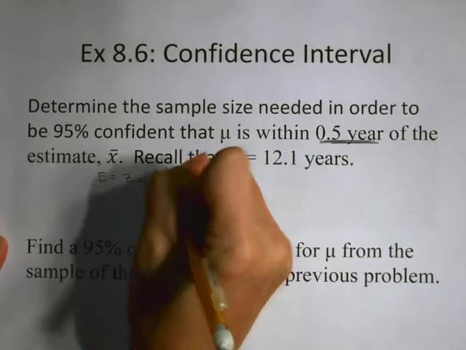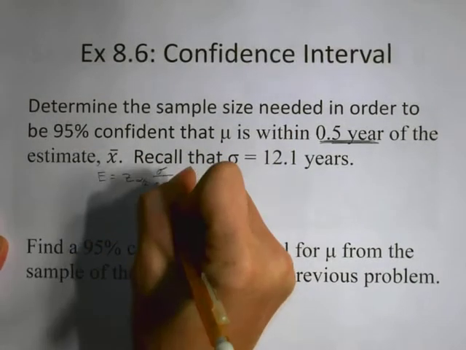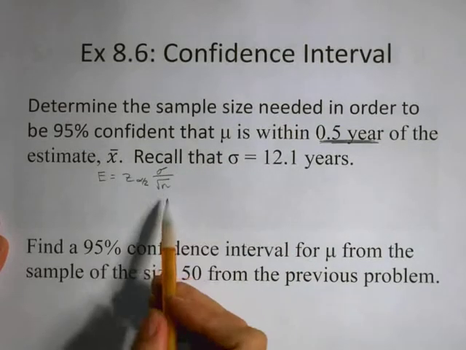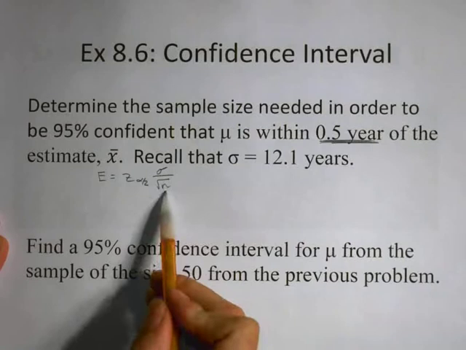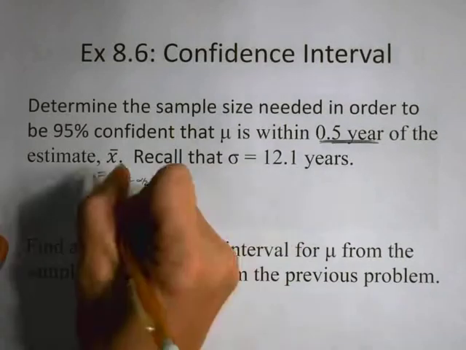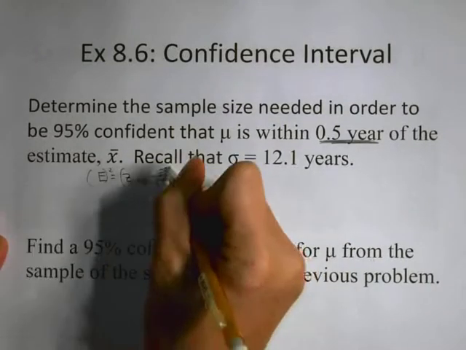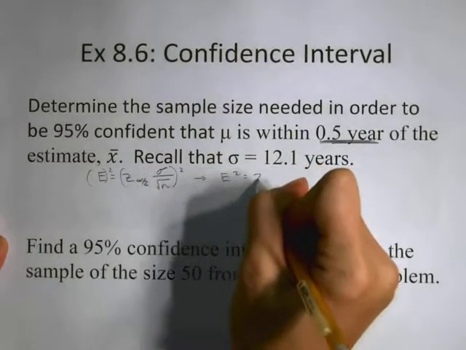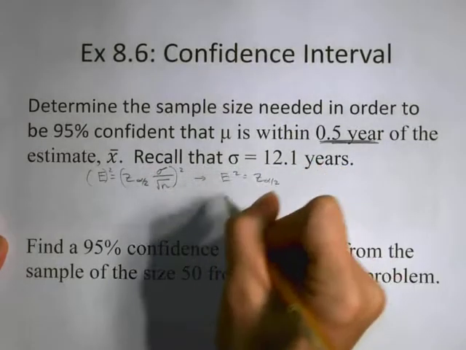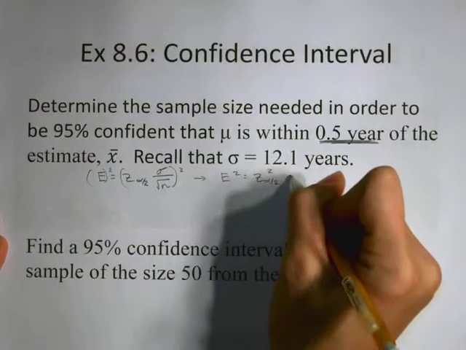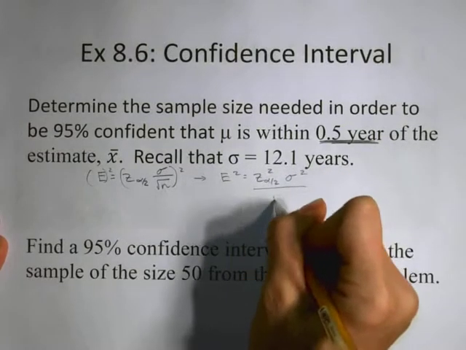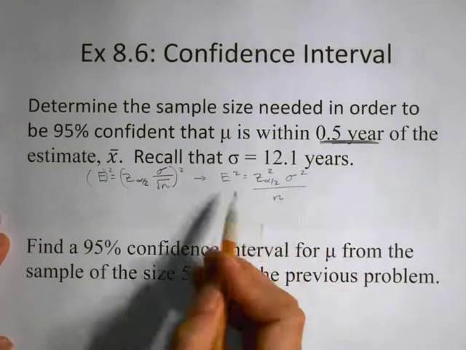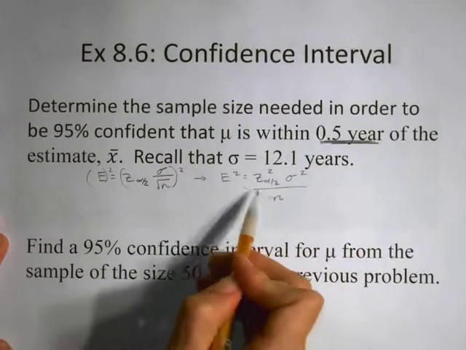So I have that E is z of alpha over 2 times population standard deviation divided by the square root of n. Let's just go ahead and square this whole equation so that I can get n out from under the square root. So I'll square that, and I'll square that, and I'll get that E squared is Z of alpha over 2 squared times sigma squared divided by n.